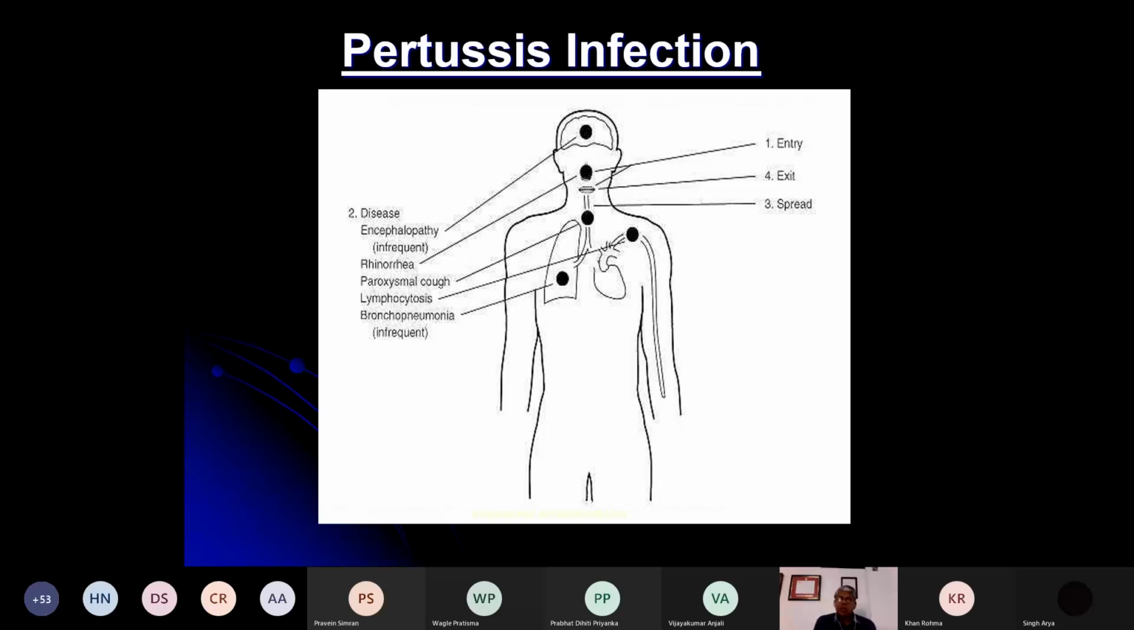The bacteria enters through the respiratory tract. It produces disease by affecting the brain, encephalopathy, causing rhinorrhea. Most important, it causes paroxysm of cough because of involvement of the trachea, bronchi, bronchioles. It can lead to pneumonia. It can lead to secondary bacterial infection, or it can get into the systemic circulation and can cause lymphocytosis and other features. And then the bacteria again gets out through the oral cavity and spreads to another person.